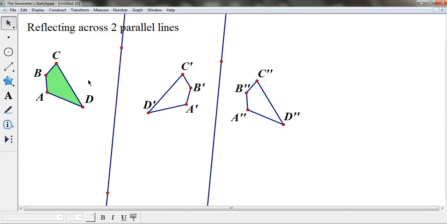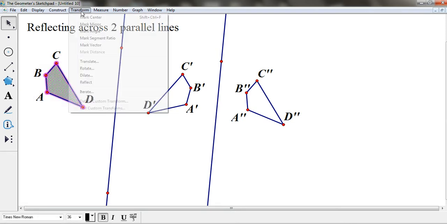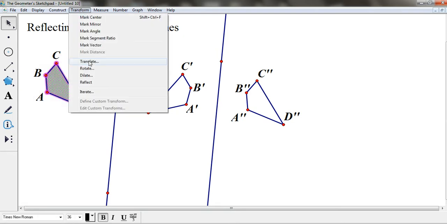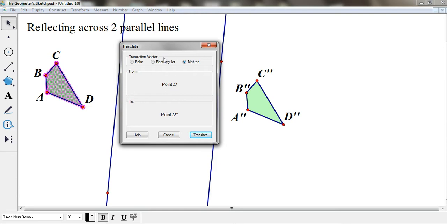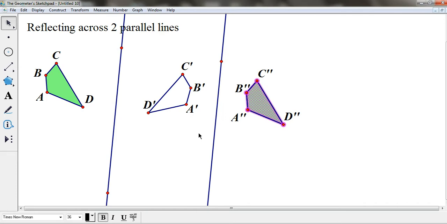Okay, that little dotted line was showing here's where my vector is going to take me. So now if I take the whole figure and tell it to translate according to that vector, the translation vector is the one that I just marked, it's going to fill in right here. And that's where the result is. So that's the first part of the conjecture, that it makes a translation. Two reflections across parallel lines are the equivalent of one translation.